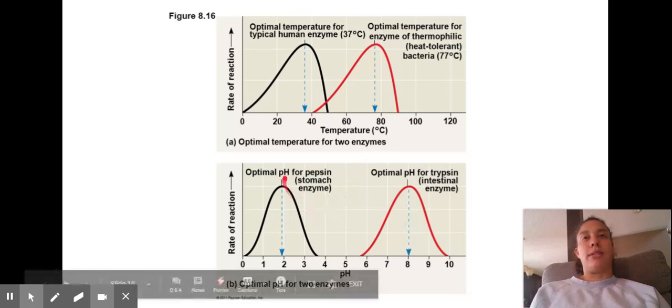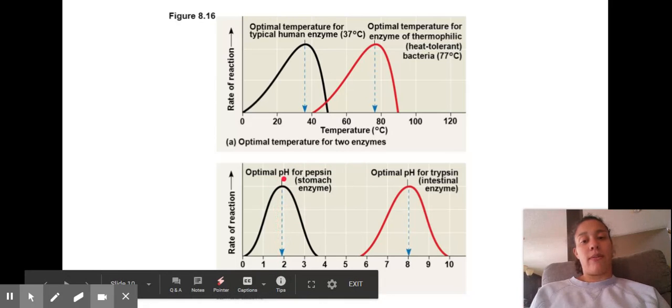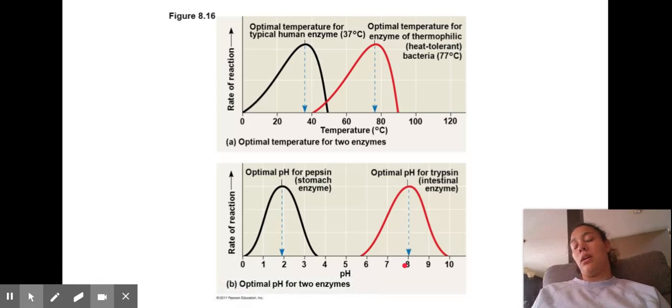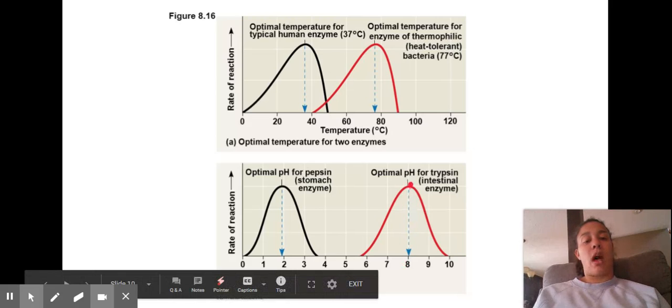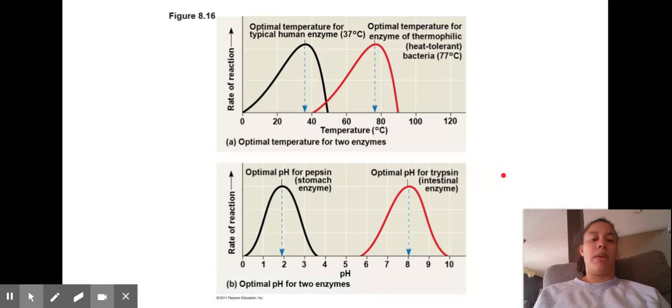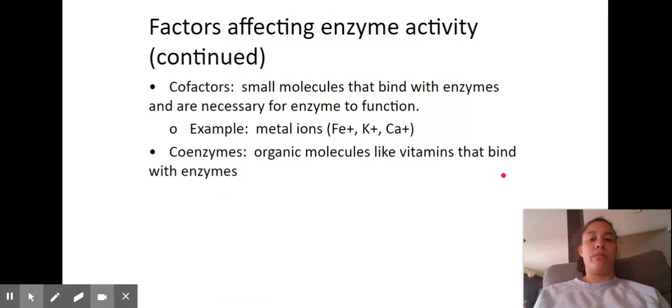Same thing, we know that the stomach is very acidic, so it makes sense for any enzyme that functions in the stomach to have a low pH optimal range, whereas the intestine is going to be a little more neutral or on the low basic end of things. So we can see that the optimal pH for an intestinal enzyme, trypsin, is going to be around 8.0.